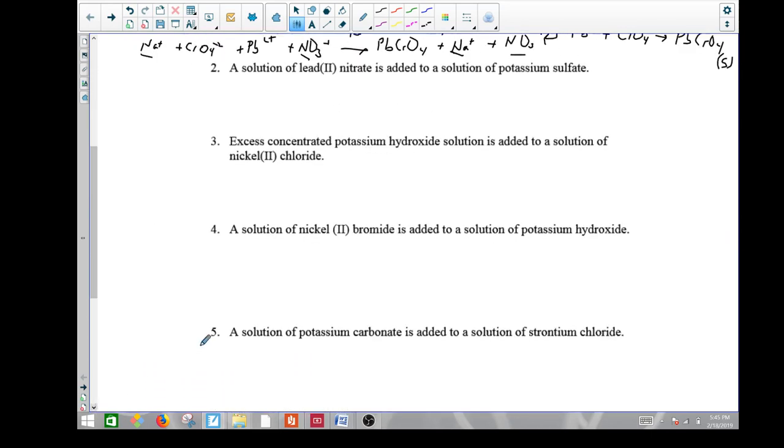All right. We have ourselves lead nitrate, Pb(NO3)2, plus potassium sulfate. So we're going to have KNO3. This is going to be aqueous. And then we have plus lead sulfate, PbSO4. All right. Next is going to be the ionic version.